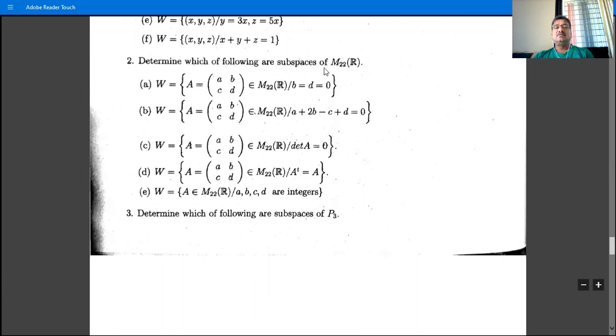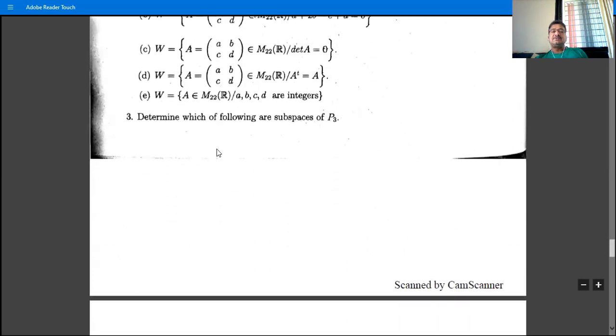These are subsets of M2x2(R). M2x2(R) is the vector space of all 2 by 2 matrices with real entries, and these are some subsets of M2x2(R). Here, B and D are 0. Some of them are subspaces, some of them are not subspaces.